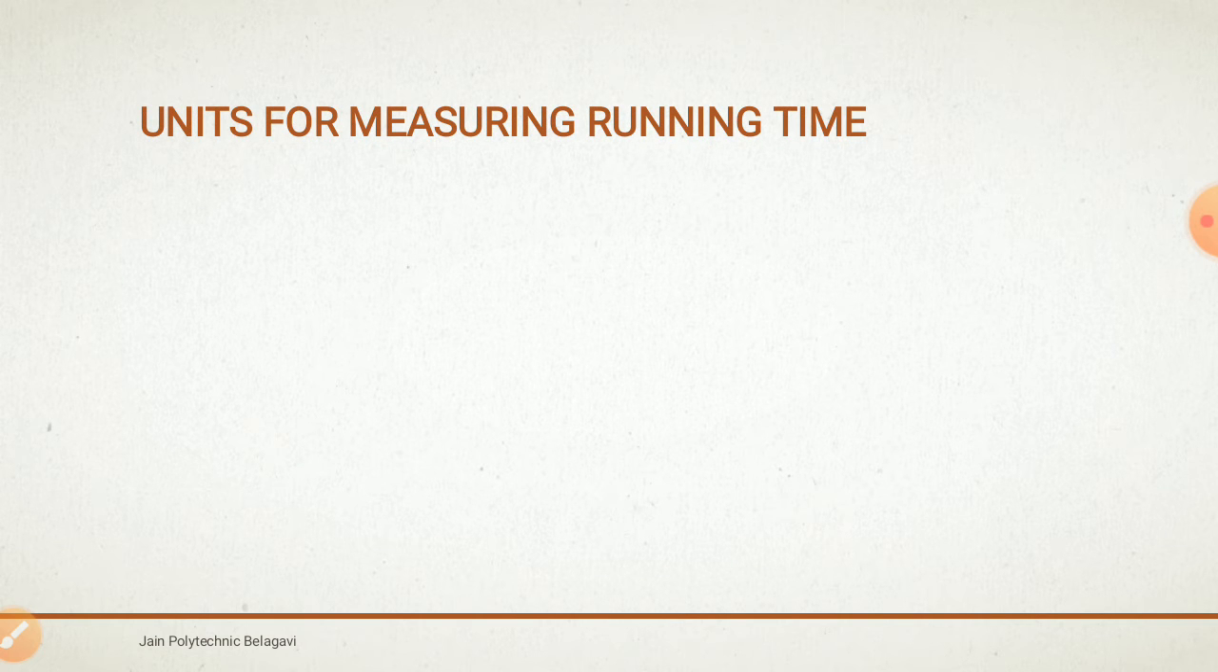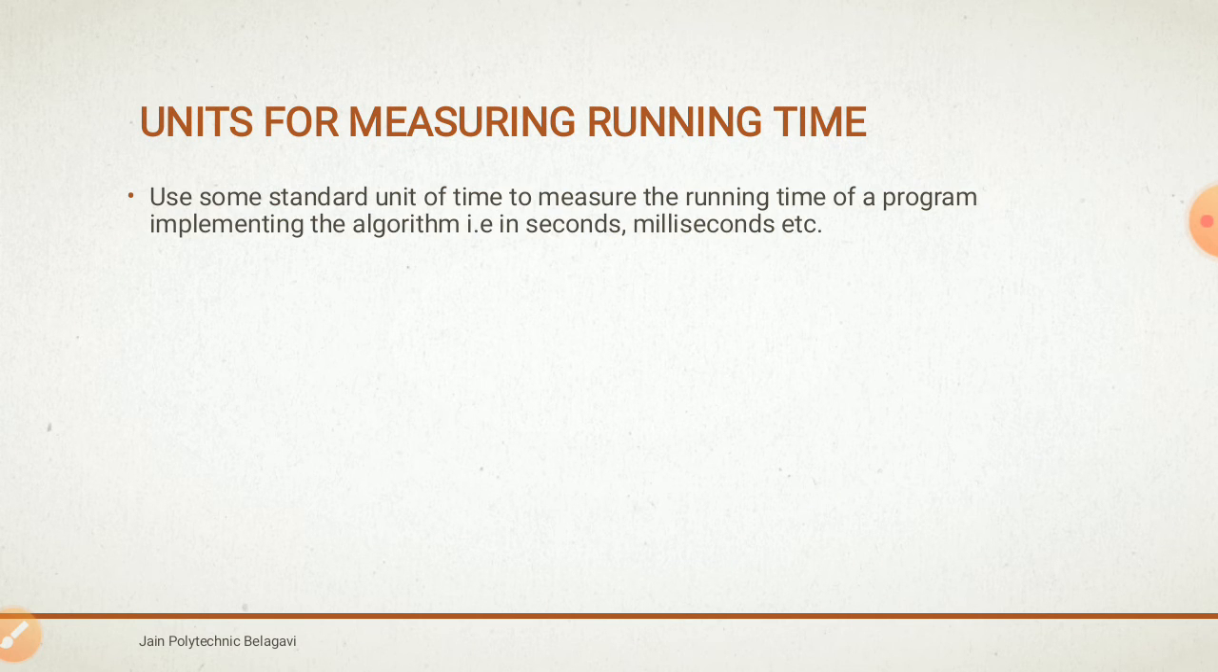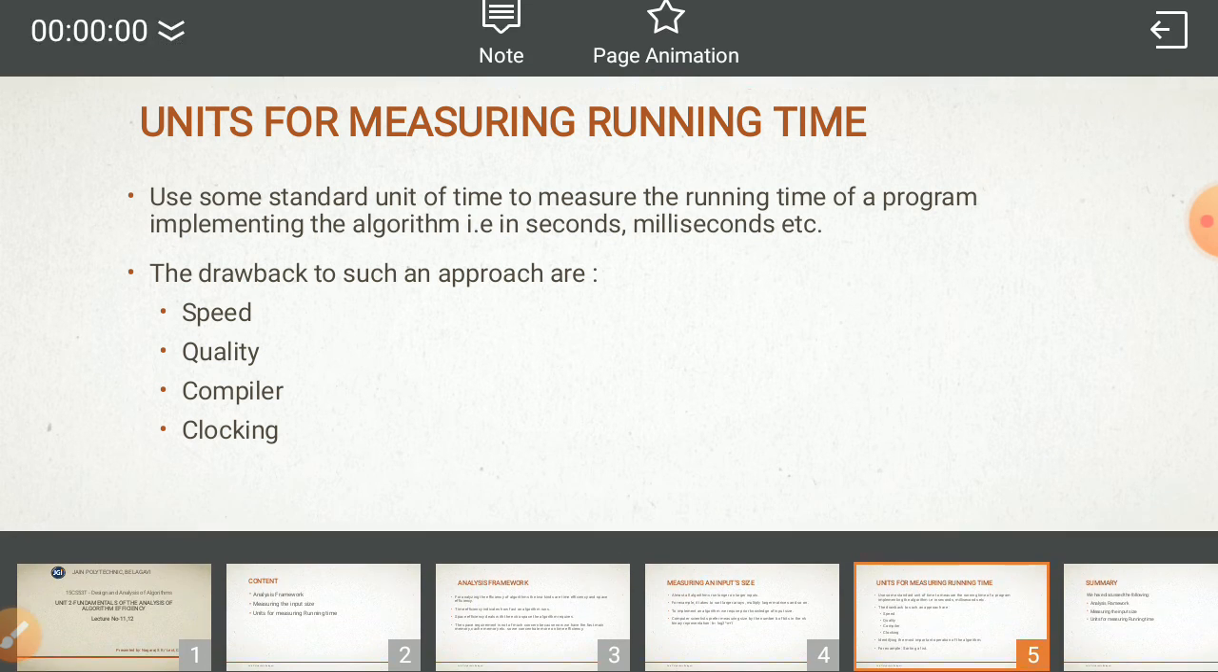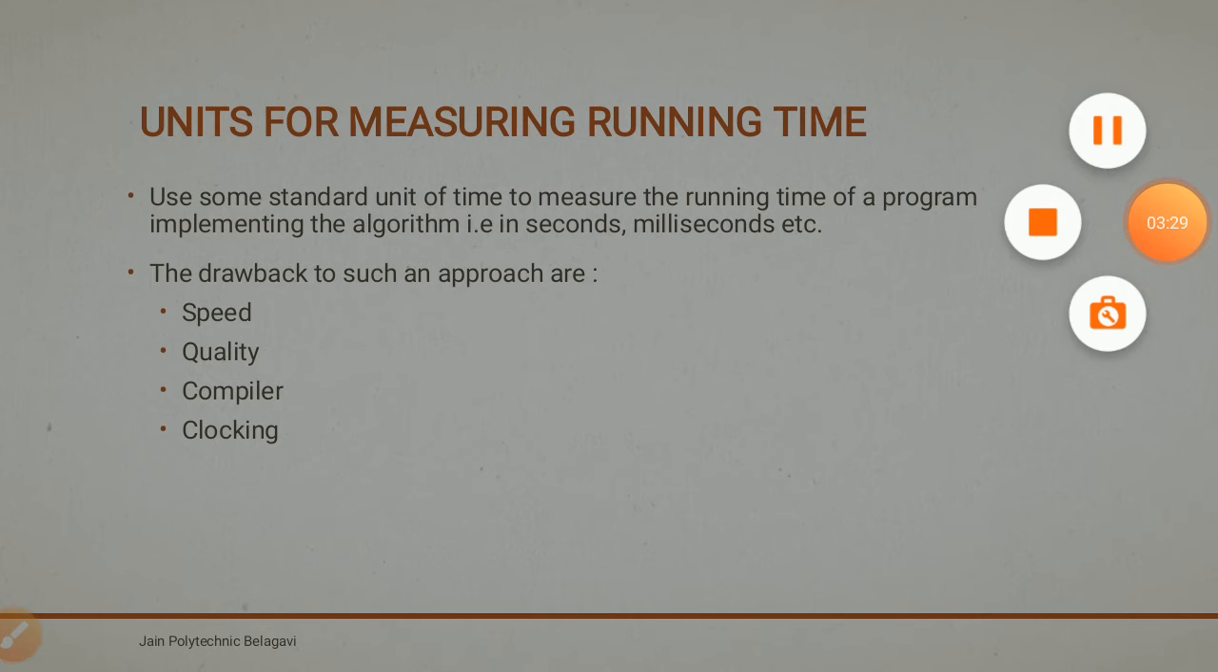Then units for measuring running time. Use some standard unit of time to measure the running time of a program implementing the algorithm, that is in seconds, milliseconds, etc. That is nothing but for measuring the running time we are using the units called seconds and milliseconds for the algorithm. Then the drawbacks to such an approach are speed, quality, then compiler, clocking, etc.